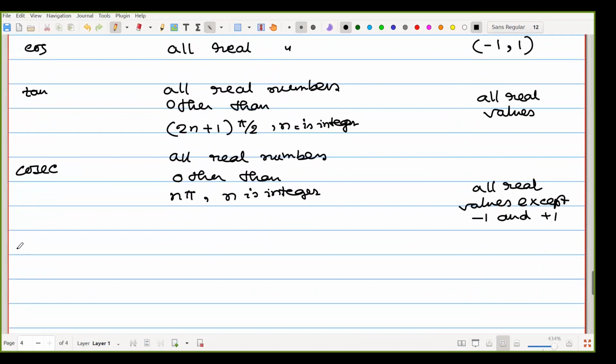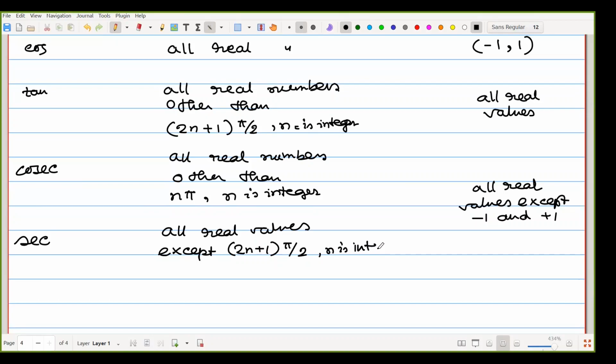Same as for the sec, that is also giving all real values except there should be 2n plus 1 pi by 2, where n is an integer. So it is also giving us all real values except -1 and +1. Once again, we may check it here.